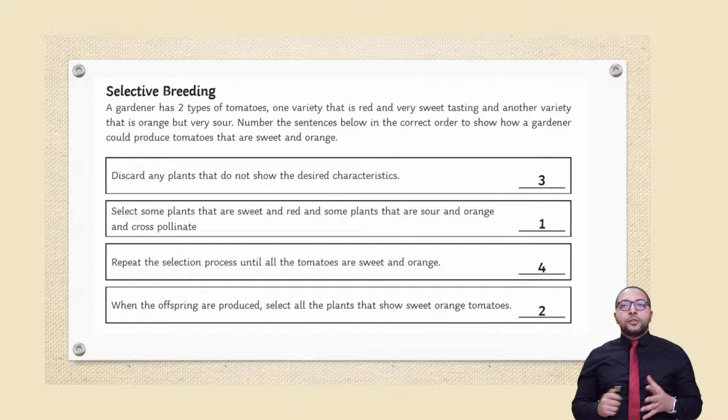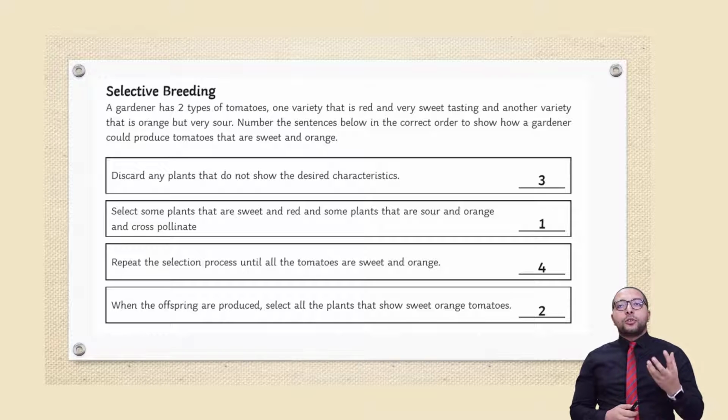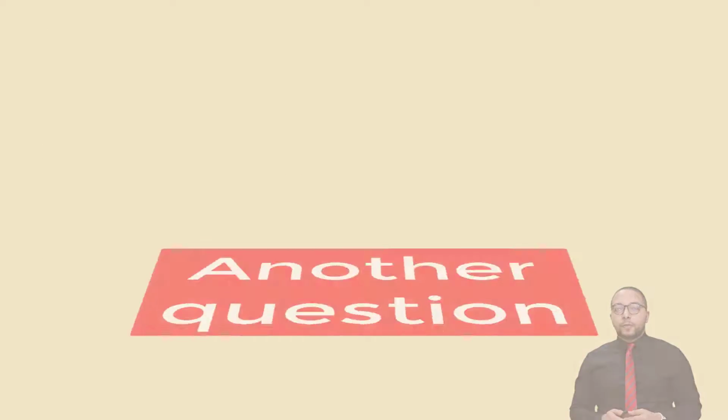Okay guys, first we're going to select some plants that are sweet and red, and some plants that are sour and orange, and cross-pollinate. Second, when the offspring are produced, we're going to select all the plants that show sweet orange tomatoes. Then we're going to discard any plant that doesn't show the desired characteristic. And fourth, we're going to repeat the selection process until all the tomatoes are sweet and orange.